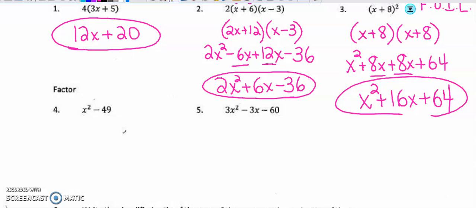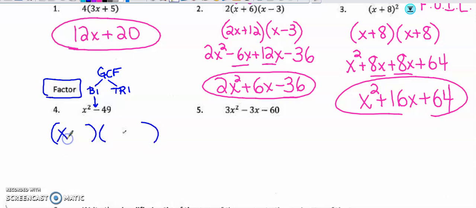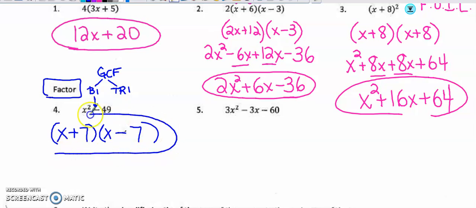Now as we go down here, this says factor. So we want to factor these 2. Remember, when you factor, the first thing is a GCF. On number 4, there's no GCF. Then you check if it's a binomial or a trinomial. This first one is a binomial. Then you check for subtraction, which it is. And then you check to see if you have perfect squares, which you do. So this factors x and x, 1's plus, 1's minus. The square root of 49 is 7 and 7. And this is your final answer.